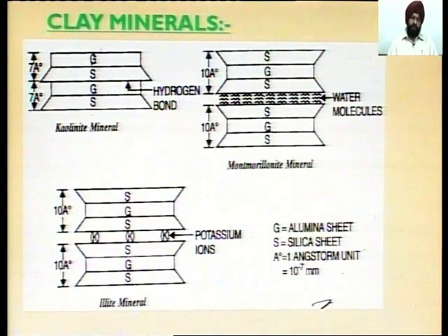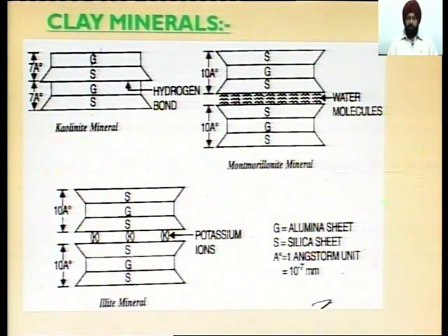So, these are the figures showing the bond in between the two sheets in kaolinite minerals, that is composed of the silica and alumina sheets. These two segments are joined together by the hydrogen bonds in between the two segments. The total thickness of these segments is 7 angstrom and 7 angstrom.